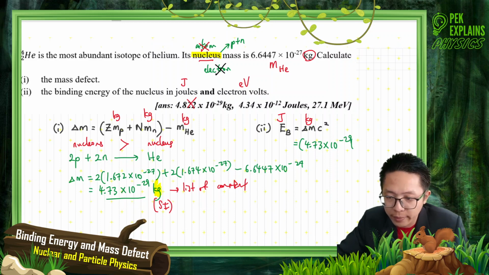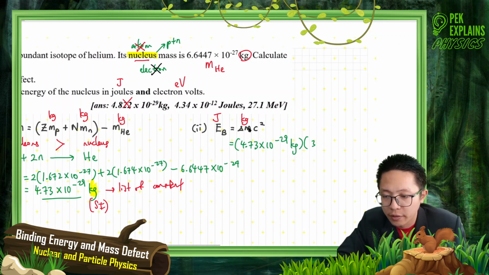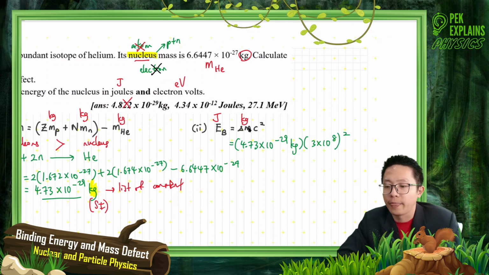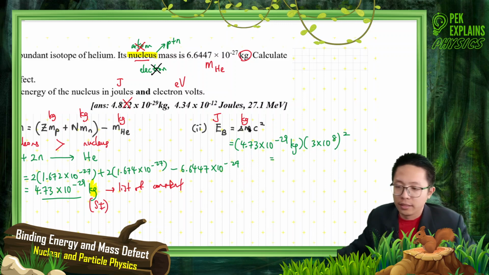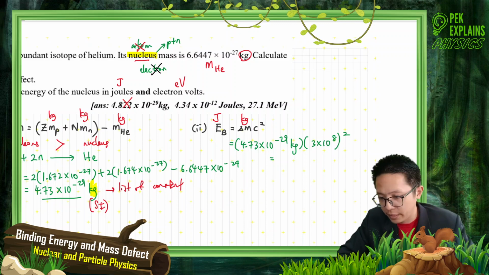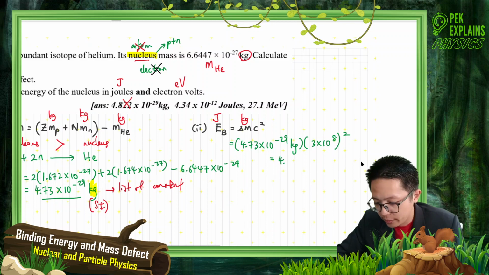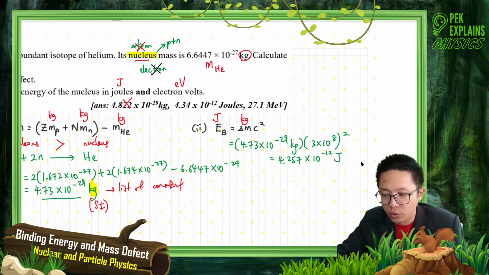This is in kilogram, multiplied by the speed of light. Speed of light is 3 exponent 8, and then square. Then let's calculate and see. Okay, so you see, I get the answer as 4.257 exponent negative 12 joule.